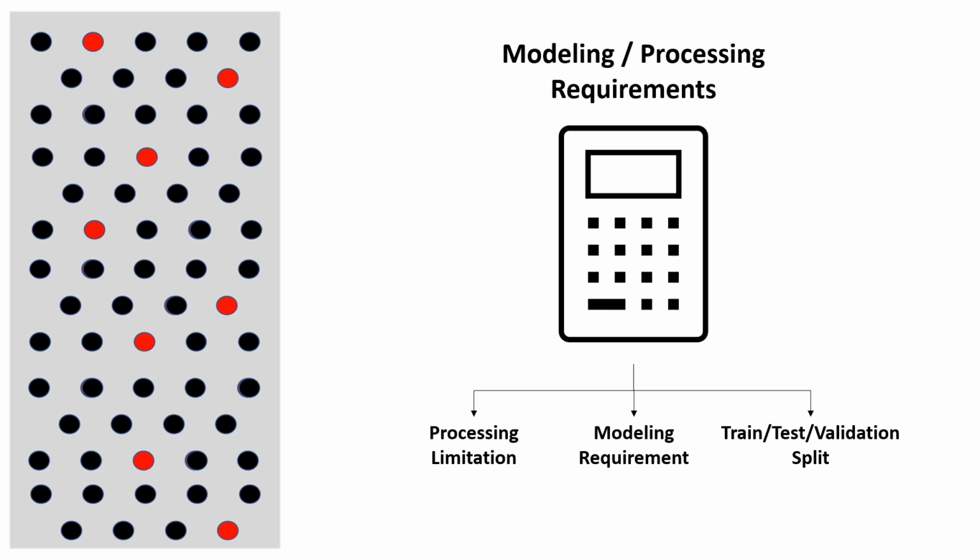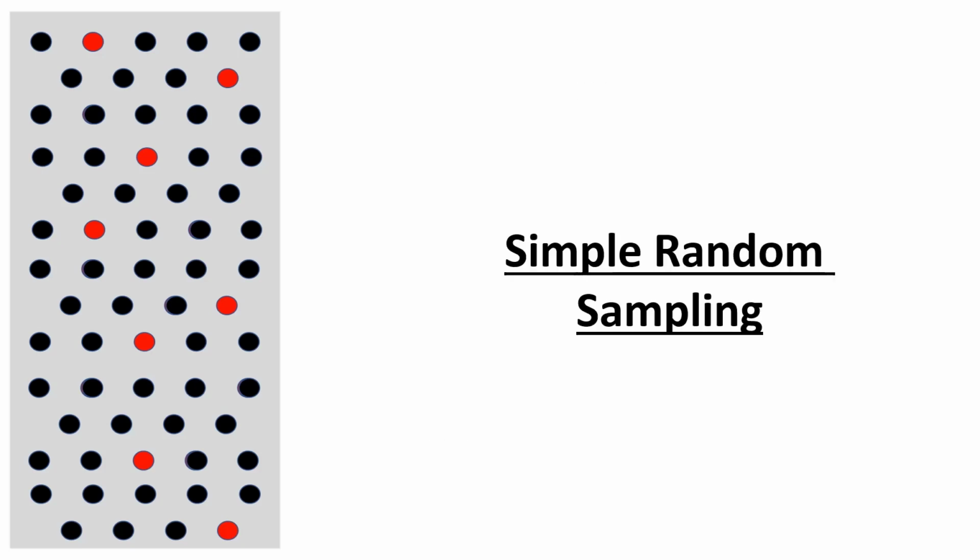The second reason is modeling requirements, which means some machine learning models require the data to be sampled. We will look at this example soon. Also, during modeling, you tend to randomly split the entire dataset into two or more parts for train, test, and validation of the model that you built. So these are some of the common reasons for sampling in this phase. So let's get started with the first sampling technique, which is simple random sampling.